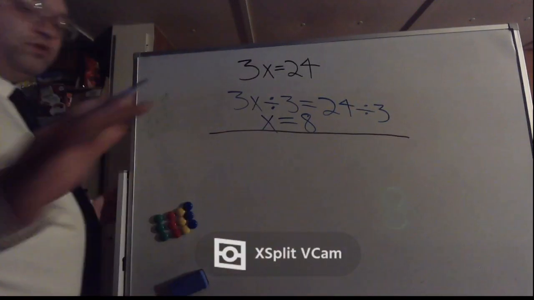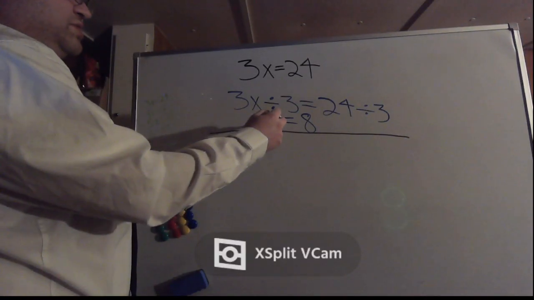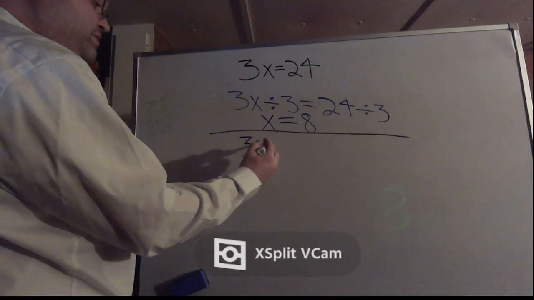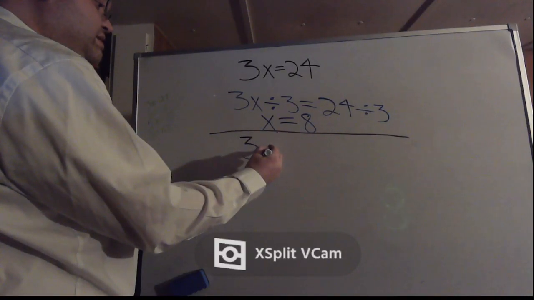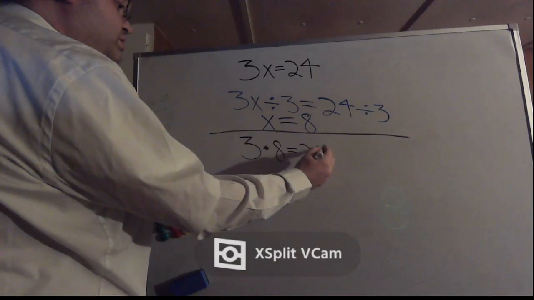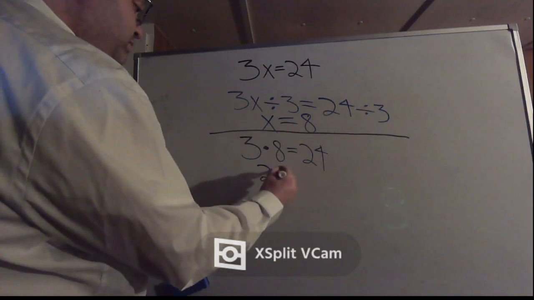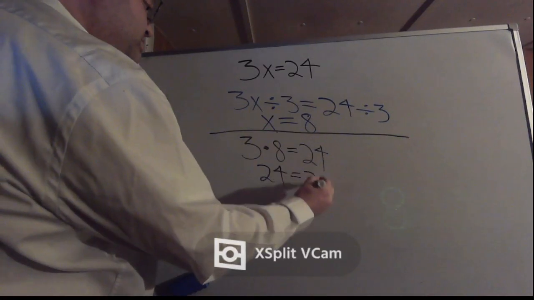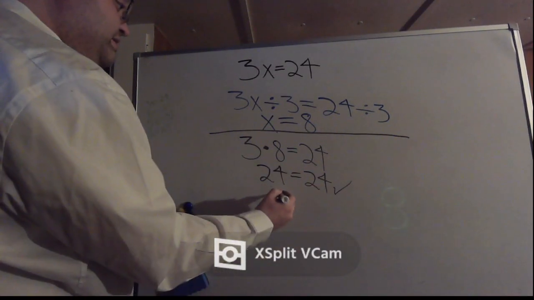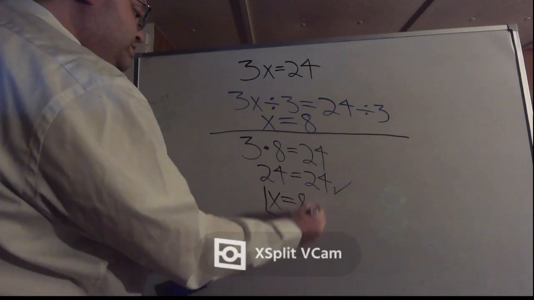Again, like before, you need to check your solution. So into the original equation, you'll stick 8 in for where x is. So you'll have 3 times 8 equal to 24. Well, does 3 times 8 equal 24? It most certainly does. 24 equals 24, which is a true statement. Therefore, x equals 8 is your solution.